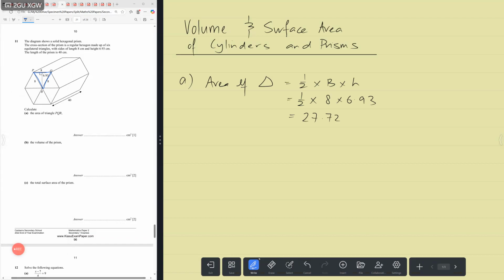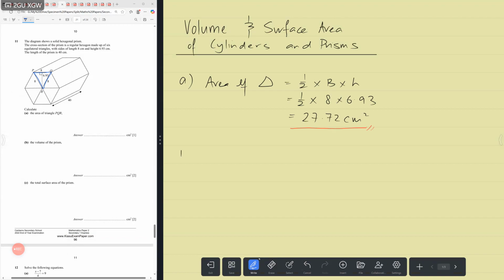27.72 square centimeters. Okay, so the three significant figures will be 27.7 square centimeters. Sorry, there's no need for you to put into 3 significant figures because it's an exact value. Okay, so 27.72. This is our answer.